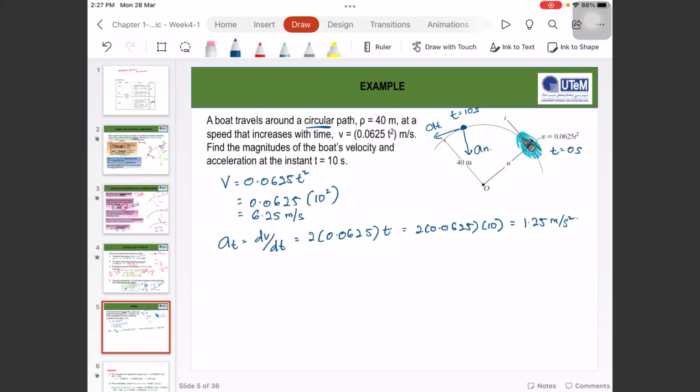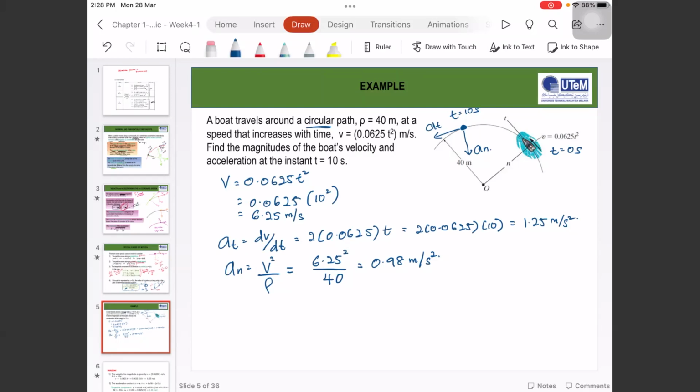Okay, and then what is A normal? A normal is equal to V squared over rho. V squared over rho. So just put in 6.25 squared over rho 40. Okay, 6.25 squared over 40, you get 0.98, 0.98 meter per second squared. Okay, can?